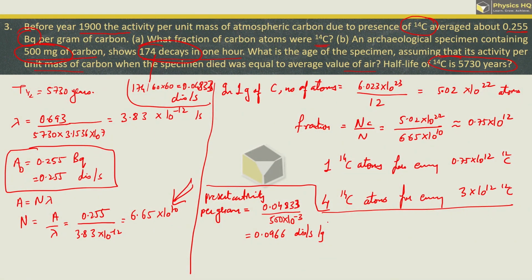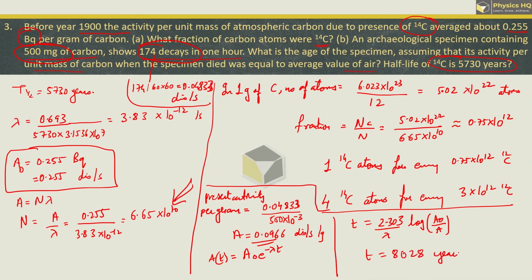So what we can do is we can use this formula, A of t is equal to A0 e raised to minus lambda t. You can write this formula in terms of time also. t is equal to 2.303 by lambda log of A0 by A over here, and this is the A that we got, the activity that we got. So once we put this, we will get time somewhere around 8028 years. This is the age of the specimen that they have given over here. Hope you all understood this.